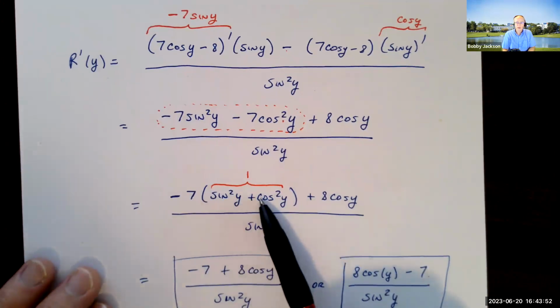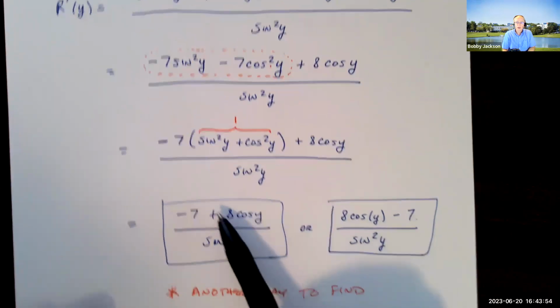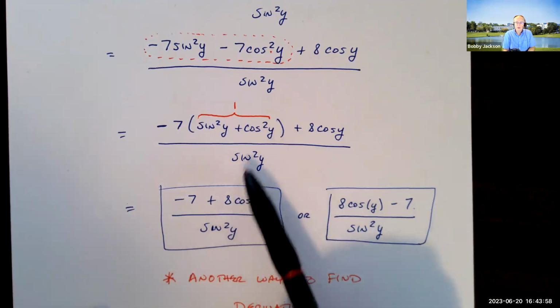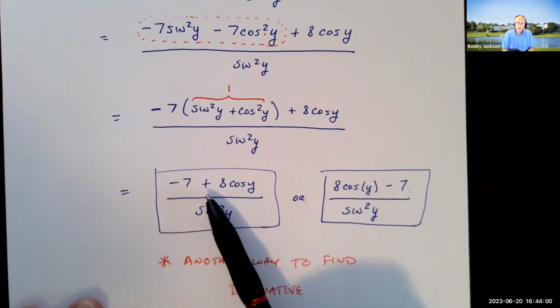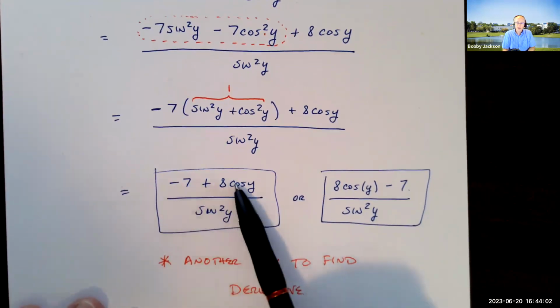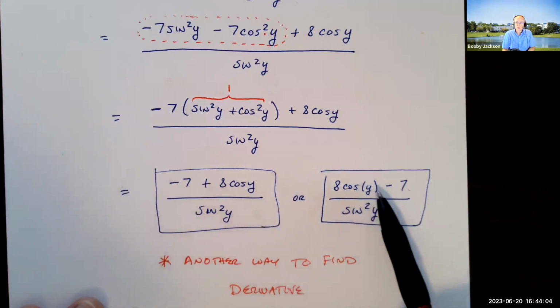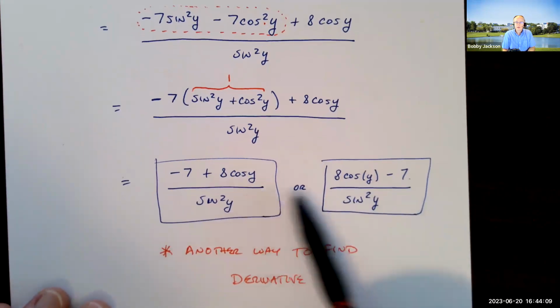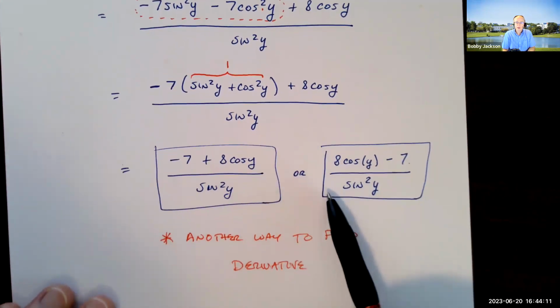You want to simplify that right down to just 1. And so I get -7. Don't forget, we still have this plus 8 cosine y up here, all divided by sine squared y. Or you could rewrite this. A -7 plus 8 cosine y is the same as 8 cosine y plus a -7, or 8 cosine y minus 7. So either one of these would be acceptable, I think.